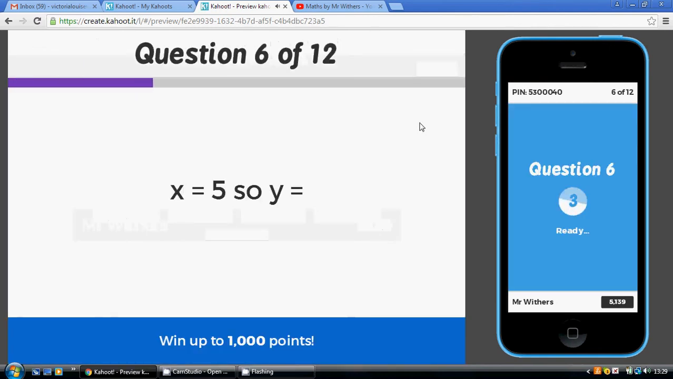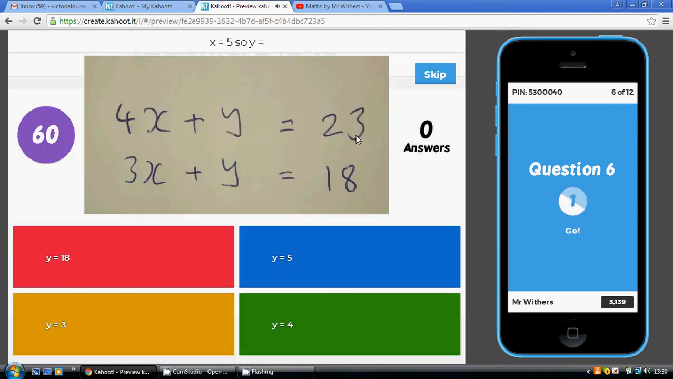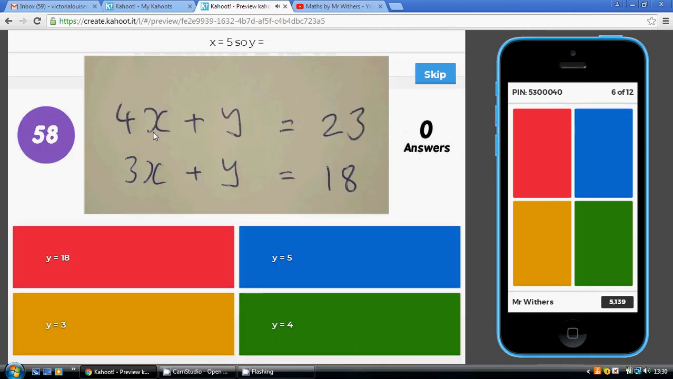So x is 5, so now we've got to work out what y is. Taking the top one for example, 4 lots of 5 is 20, and then we just need another 3 in order to get to 23. So y equals 3. We could equally have taken the second equation. X is 5, 3 5s are 15, 15 add 3 equals 18. So y equals 3.